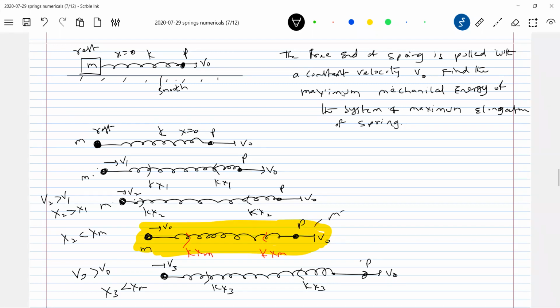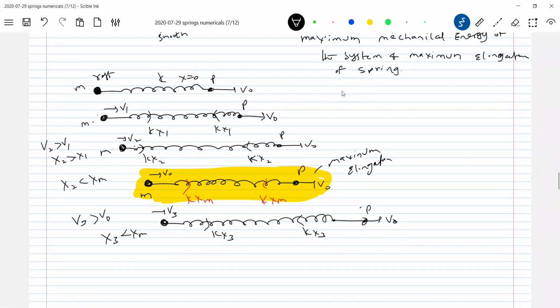I'll write it here only: maximum elongation. Next, after this, what will happen? Because the velocity of the block is more than that, what is the next situation? Compression will occur. Since the velocity of the block is more than that of the end P, next this elongation starts decreasing, no? Elongation starts decreasing. So from elongation, it will attain natural length.